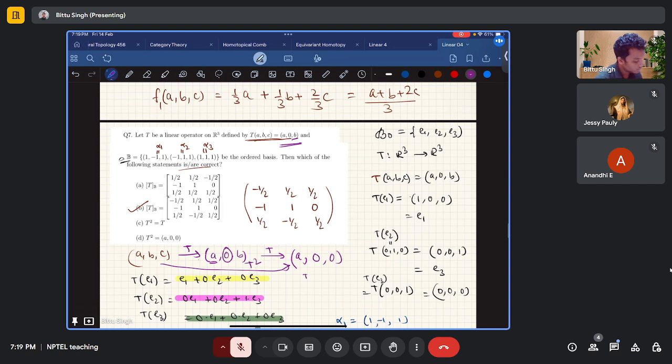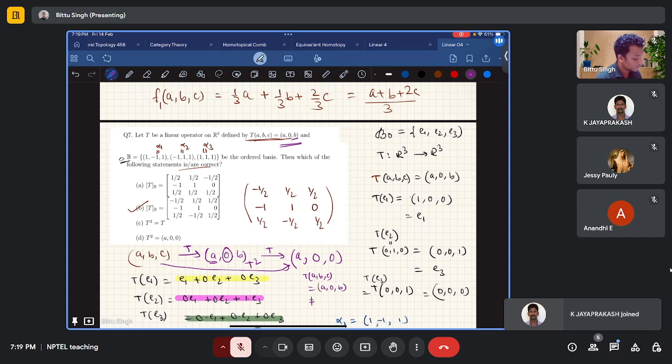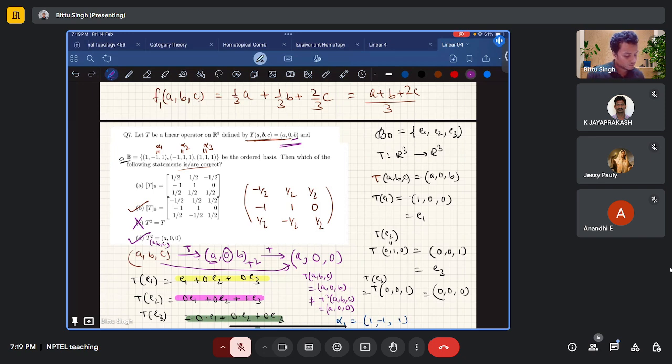T of ABC is A0B, which is not the same as T square of ABC, because T square of ABC is A00. So those two are different. So T square and T are not the same. T square equal to A00, this is correct. There should be ABC here, otherwise it is not making any sense. So T square of ABC is A00. So options B and D are the correct answers.